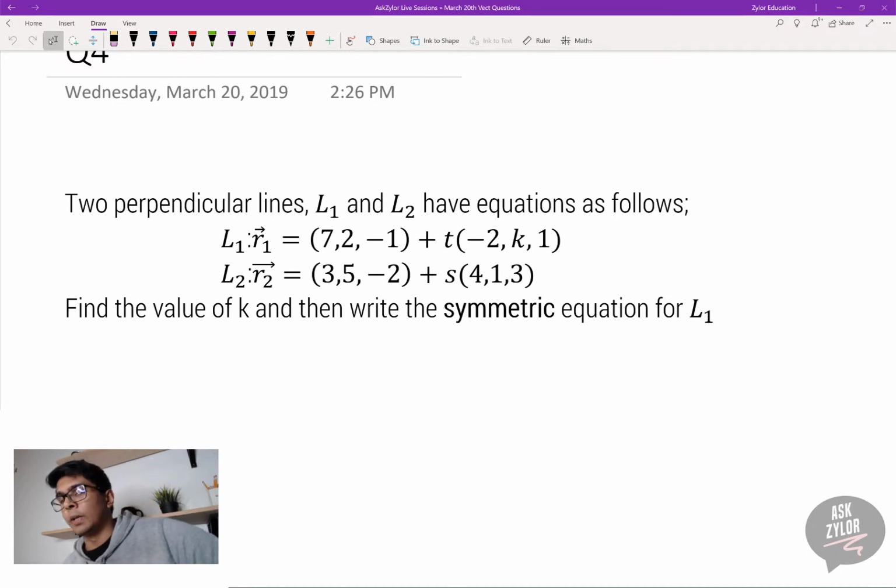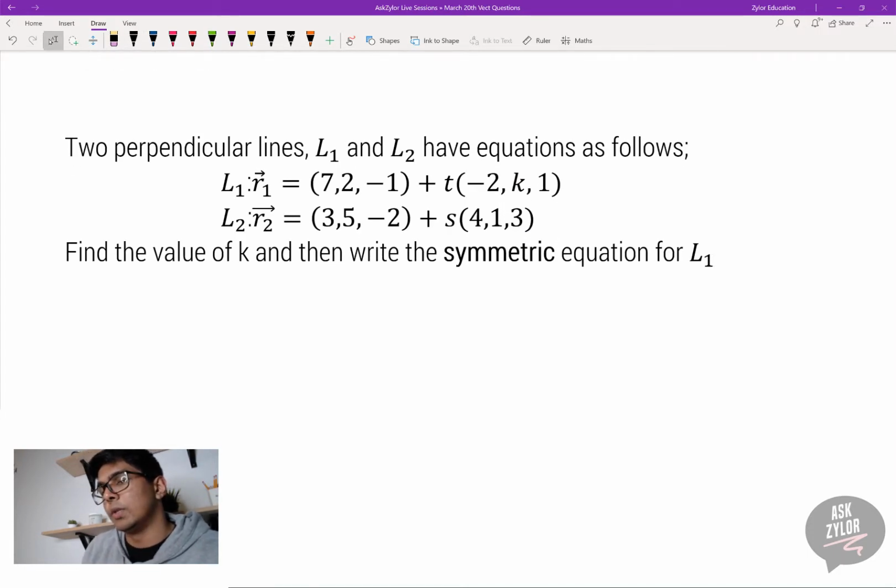So we have two perpendicular lines, L1 and L2. We have two equations, so find the value of k, then write the symmetric equation for L1. So two perpendicular lines, L1 and L2. We're given two vector equations, but in one of the direction vectors we have a k instead of a y value.